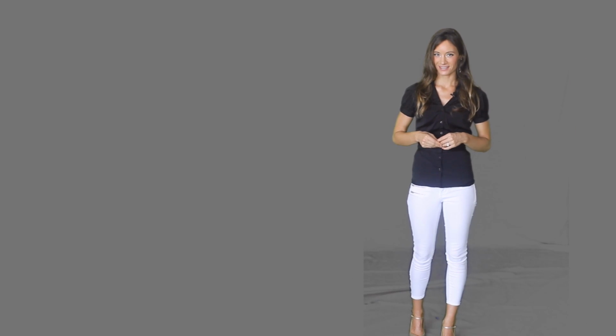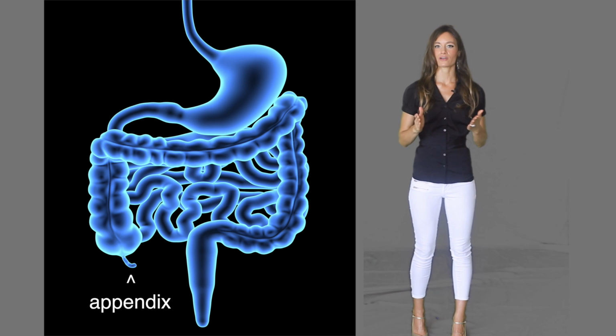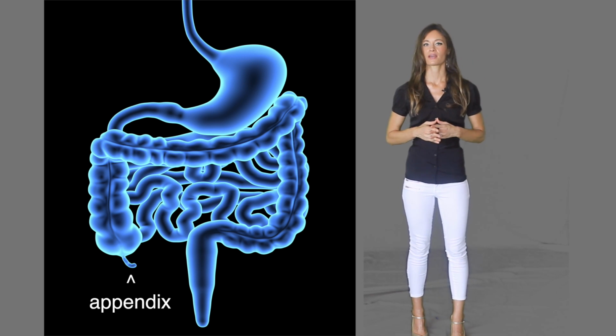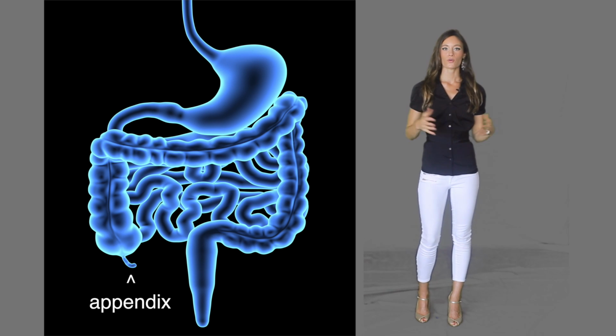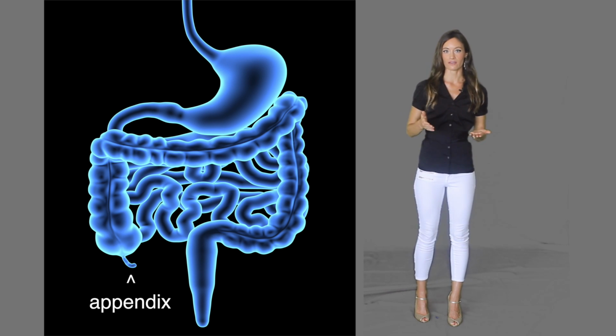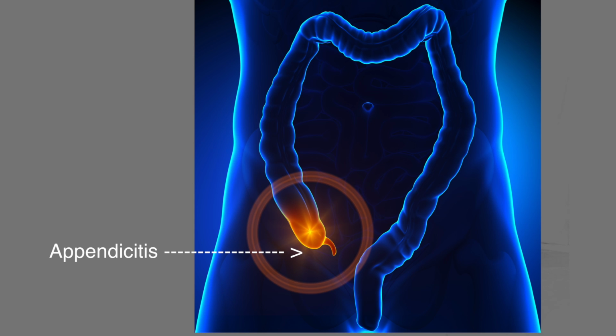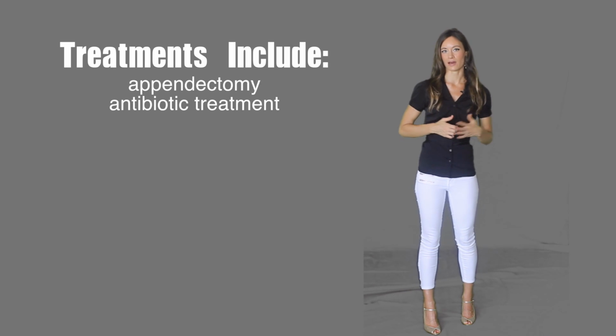Let's look at the appendix. With the appendix, the normal functioning is not 100% known, but it is thought to be a storehouse for good bacteria. However, when you add a pathogen, such as a virus, the inflammation and possible obstruction of the organ is fatal unless treated. Treatment includes an appendectomy and antibiotic treatment.